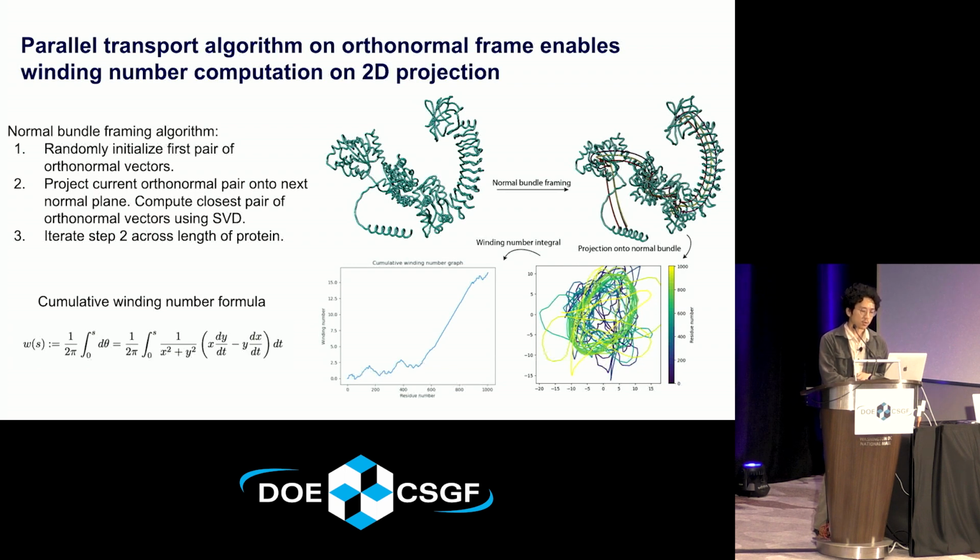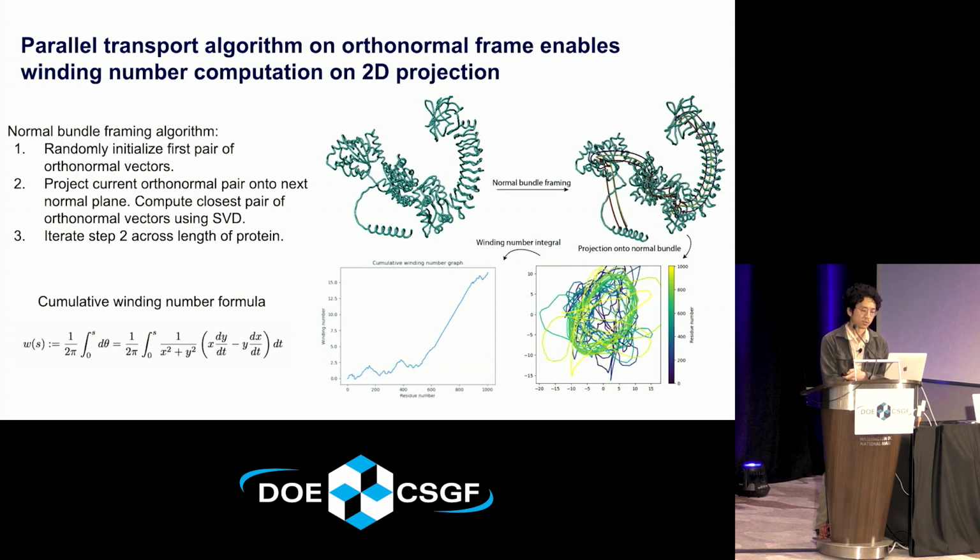So once we obtain this 2D projection, we compute the cumulative winding number on the resulting 2D curve. So that's this step. This is a very simple formula that we use. This is just the classic formula for the winding number of a curve in the plane. We have a discrete version of that. It's simply integrating the derivative of arctangent of y over x.